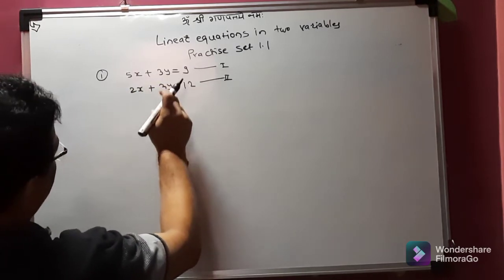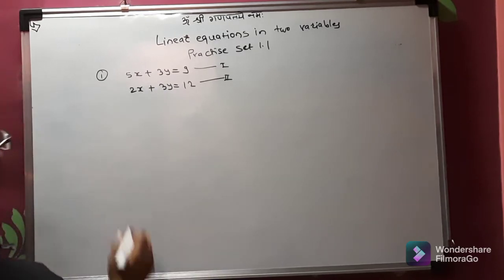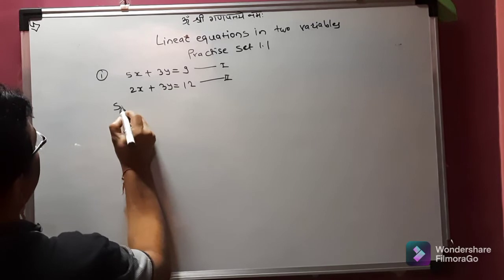There is a 3y and 3y. We have to calculate the value of x and y. So what will we do? We will do one thing: subtracting.